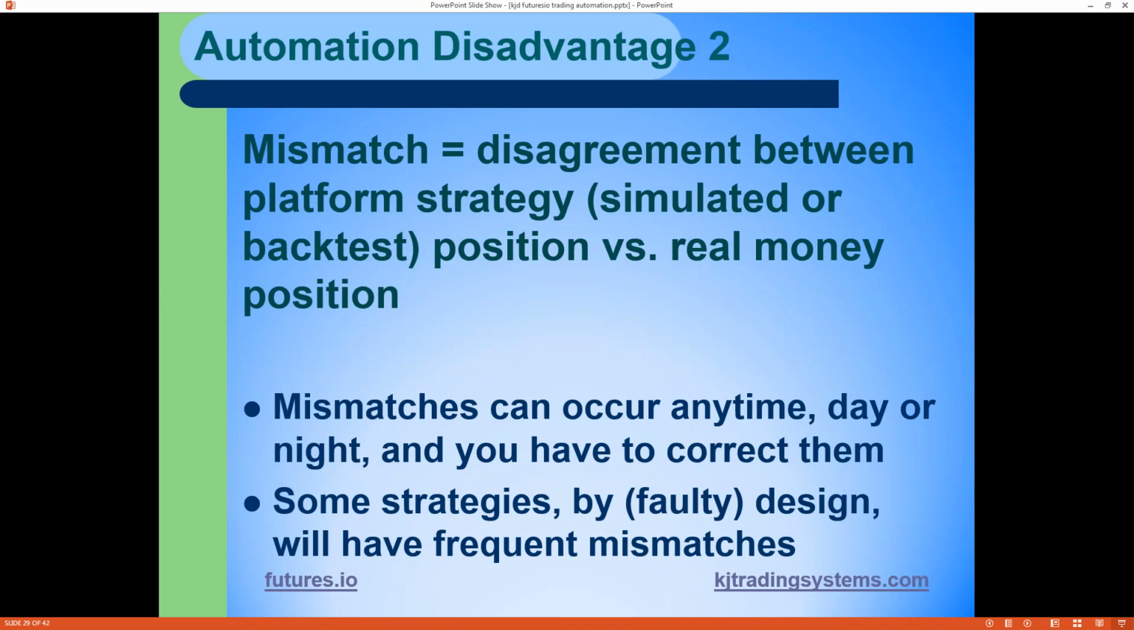And again, some strategies just by design, if the design is off, the way you do it, you can have frequent mismatches. So you got to be careful with that. That can be a big disadvantage, because all of a sudden, a trade you thought would win was winning, you never got in it for whatever reason, or you were the exact opposite, and you didn't get the benefit from it. And that happens a lot.